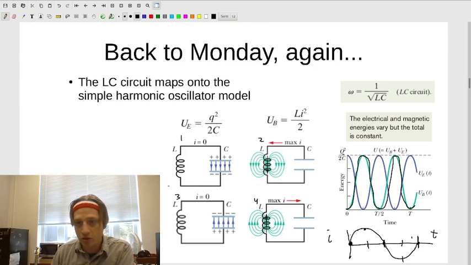So this is a total cycle. The cycle is in the current going positive to negative. So 0, positive, 0, negative, 0. That's one total cycle.